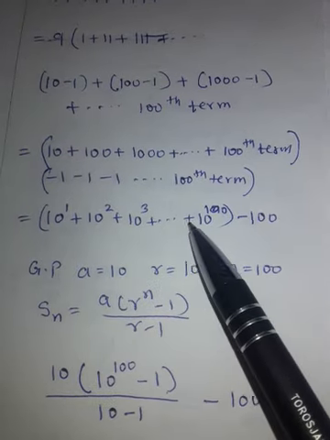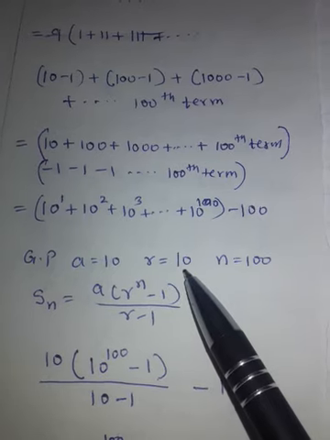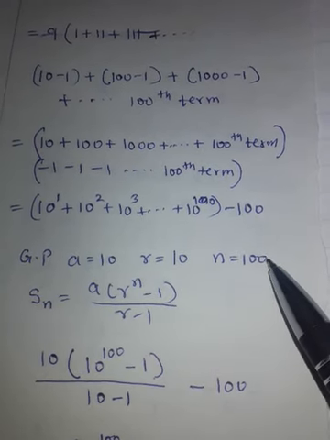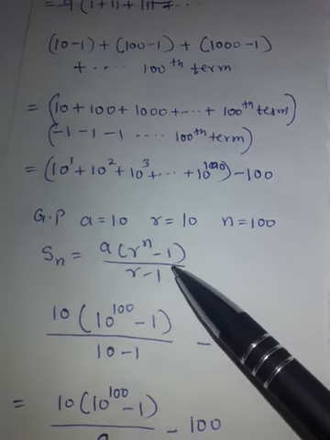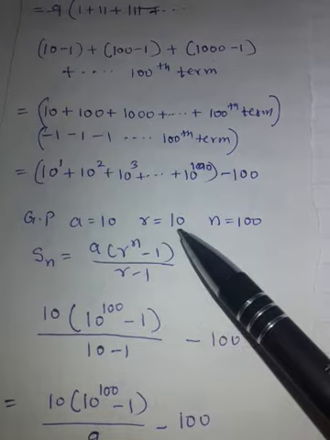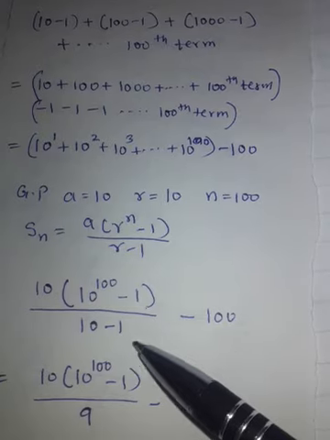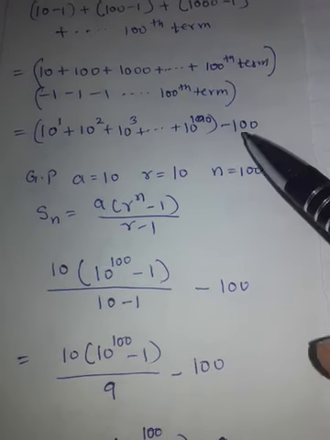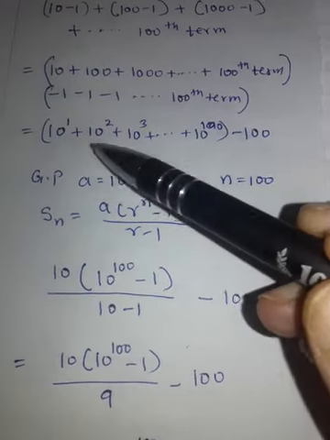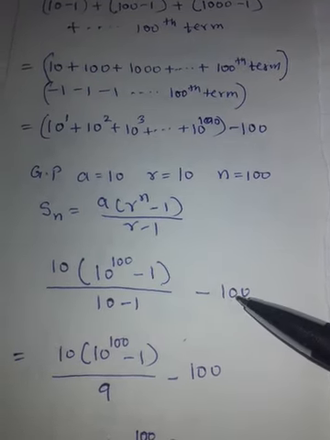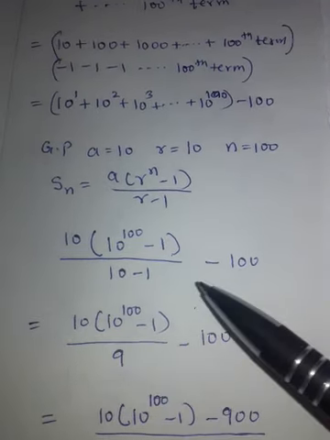If I observe these terms, now they are definitely in GP, where first term is 10, common ratio is also 10, and n is 100. I have formula for Sn, sum of n terms. So I am substituting value of a, r and n in this formula. And then this minus 100 I'll copy as it is. So for this sum I have to copy minus 100 as it is. So when I simplify, I'll get this answer.